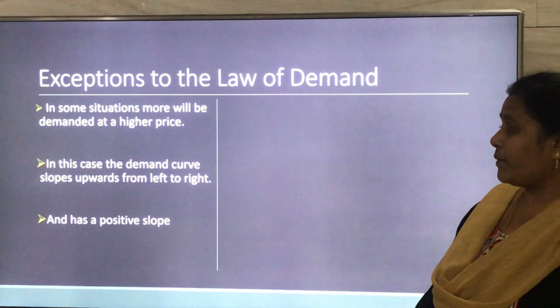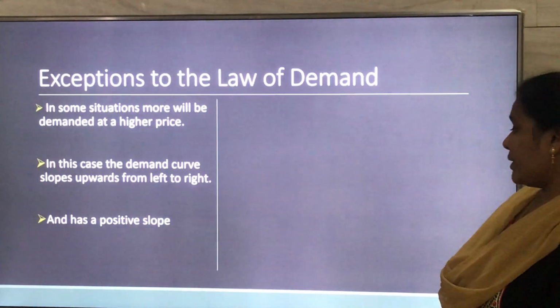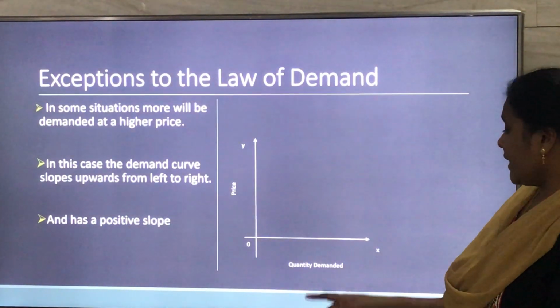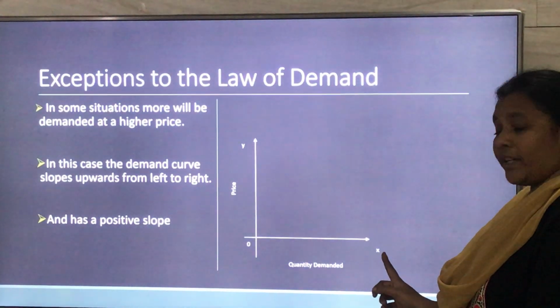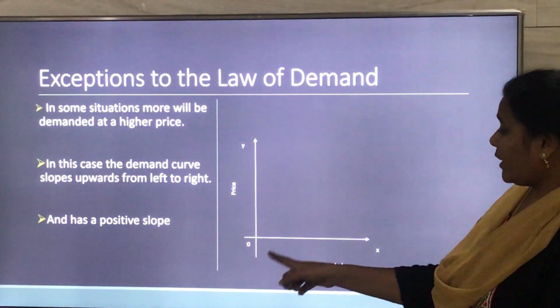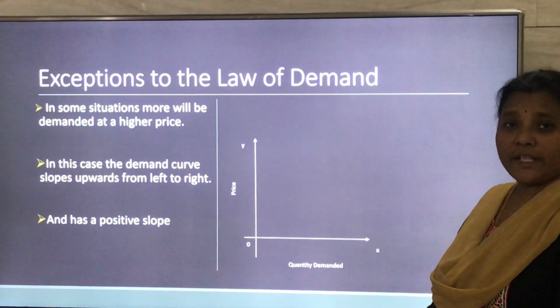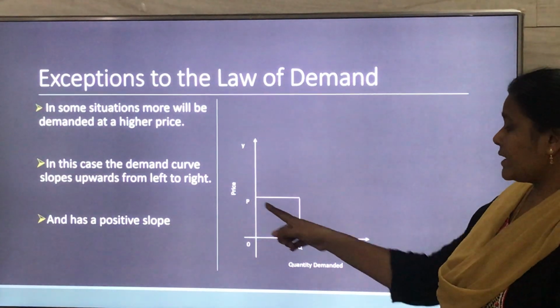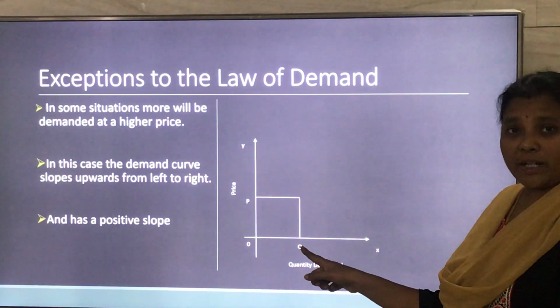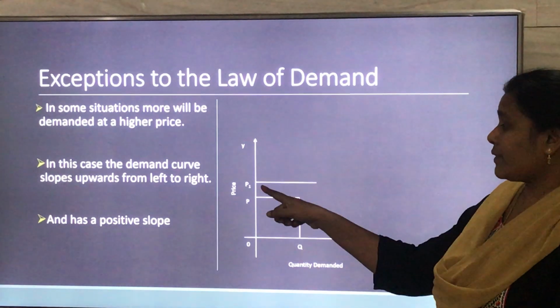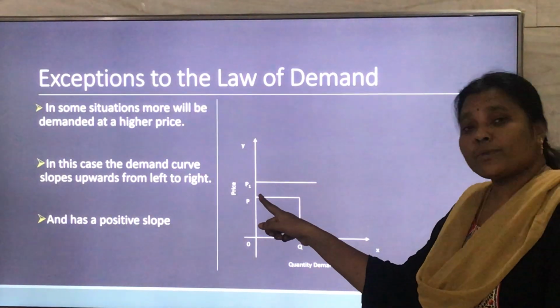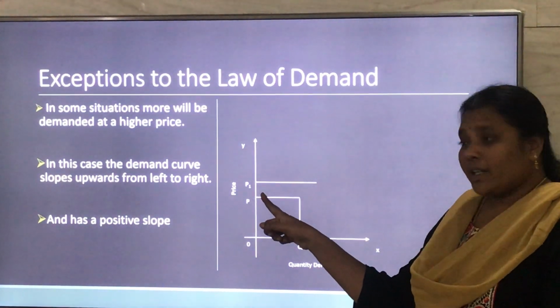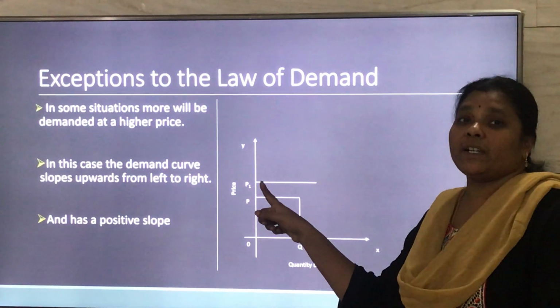Let us see this in the form of a graph. Here on the x-axis we are measuring quantity demanded, and on the y-axis we are measuring the price of the commodity. OP is the initial price and OQ is the initial quantity demanded. As the price increases from OP to OP1, usually, as we have learned till now, with the increase in price, quantity demanded decreases.